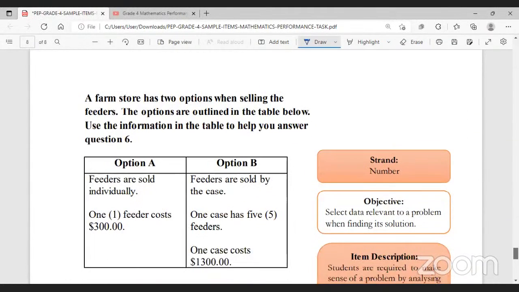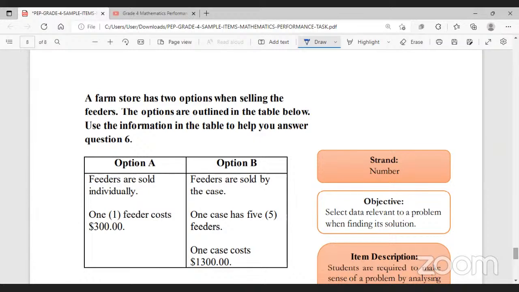All right, let's move on to the last question for this performance task. It says a farm store has 2 options when selling the feeders. The options are outlined in the table below. Use the information in the table to help you answer question 6. Option A, the feeders are sold individually. Option B, the feeders are sold by the case. So for 1 feeder from option A, it's $300.